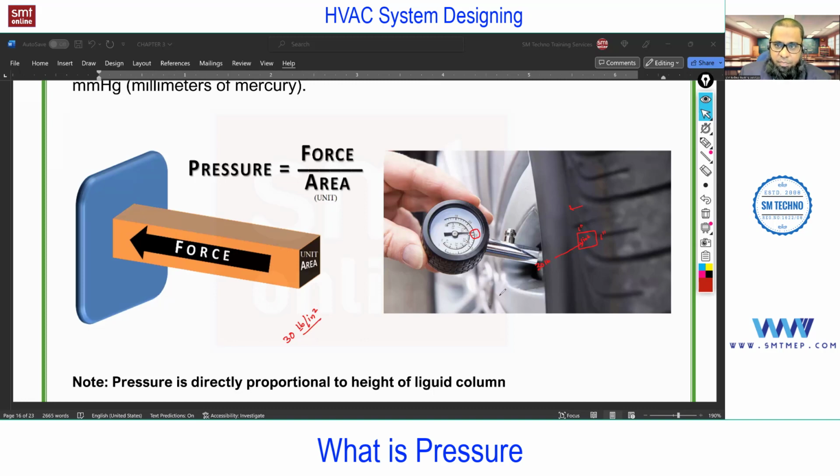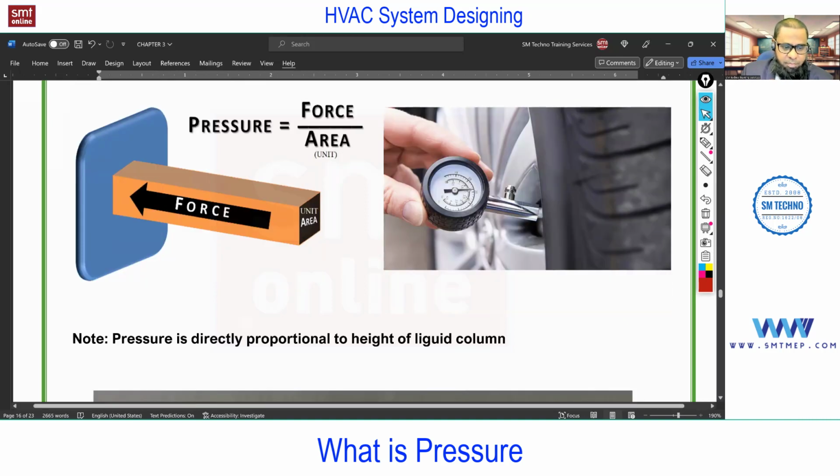Pressure is force per unit area. I have some more examples for you, so that you can try to get a clearer idea. I think everyone is aware of this: pressure is directly proportional to the height of the liquid column in fluid mechanics.